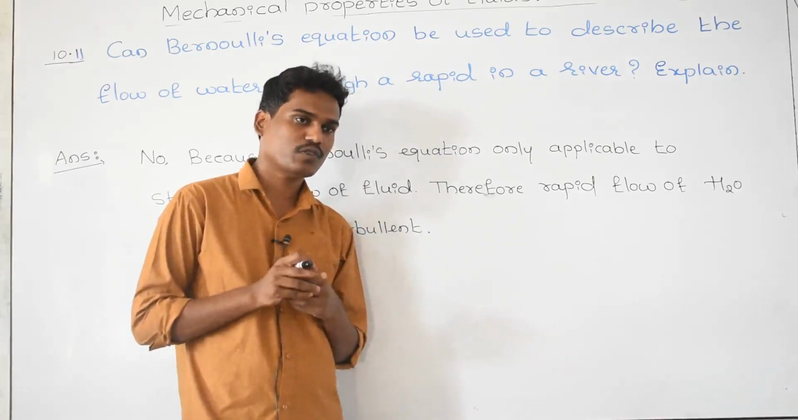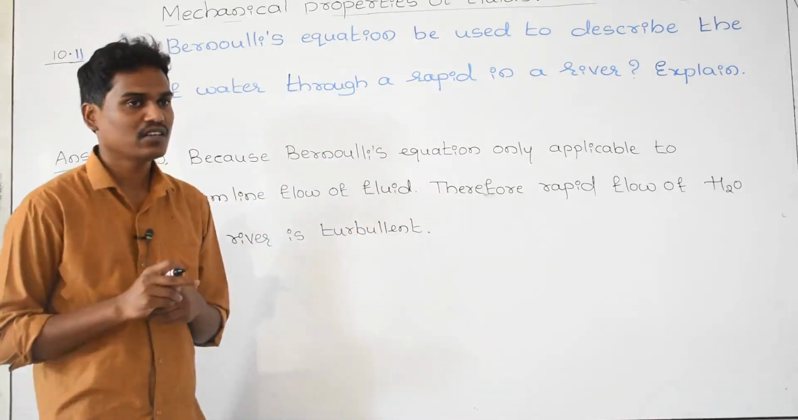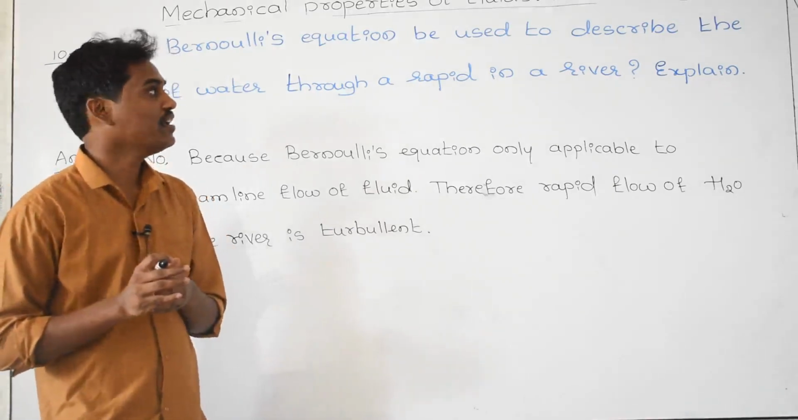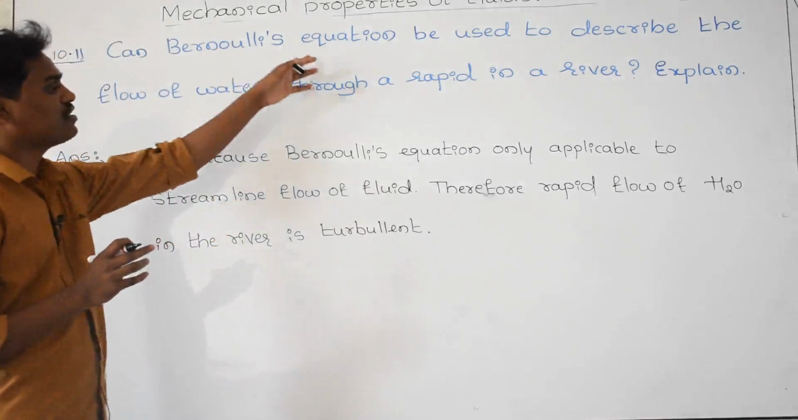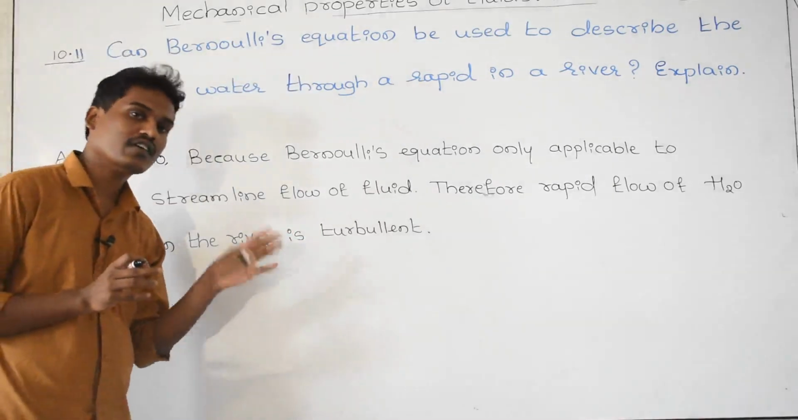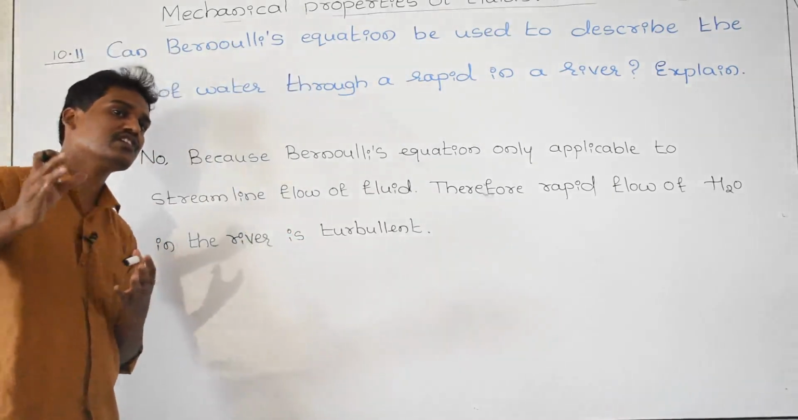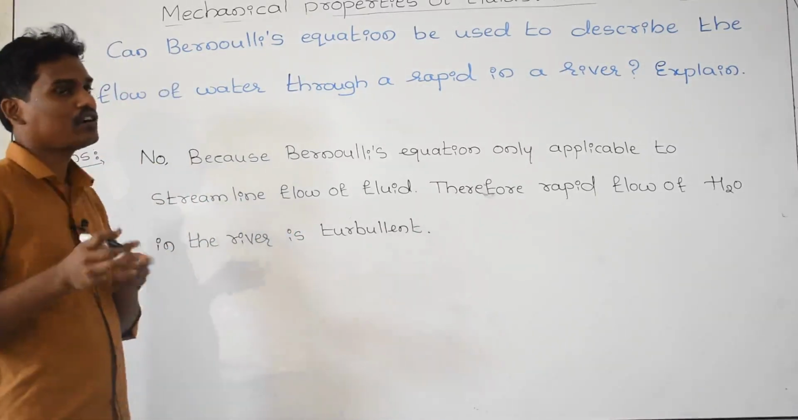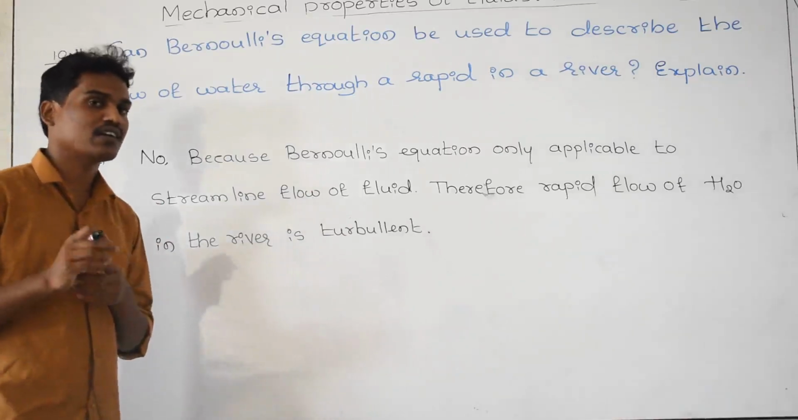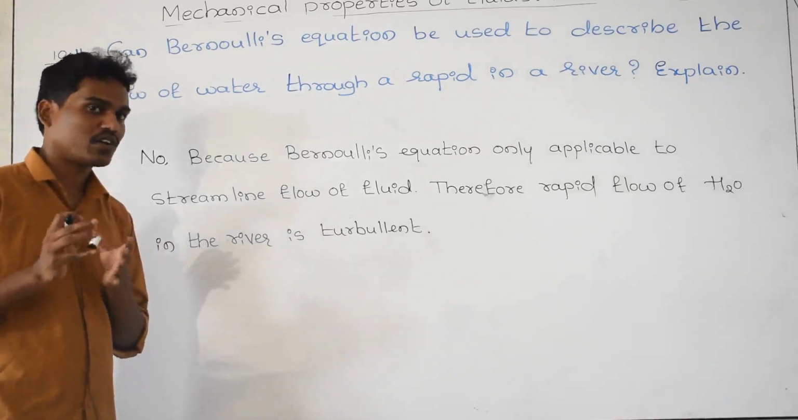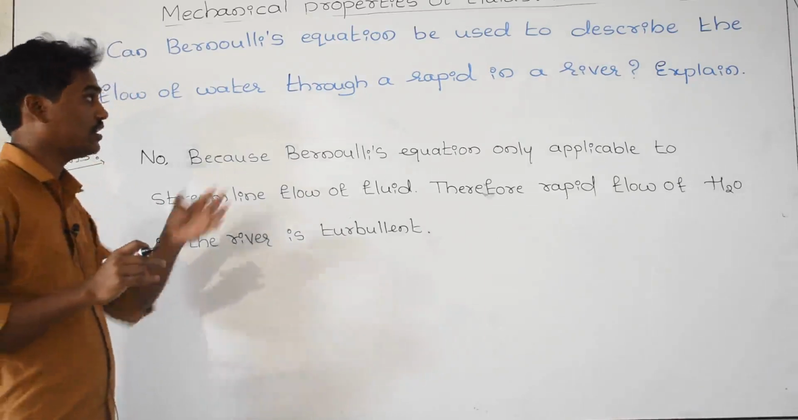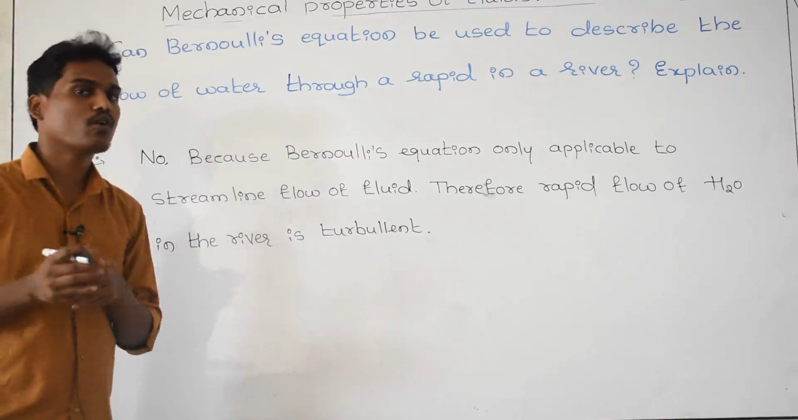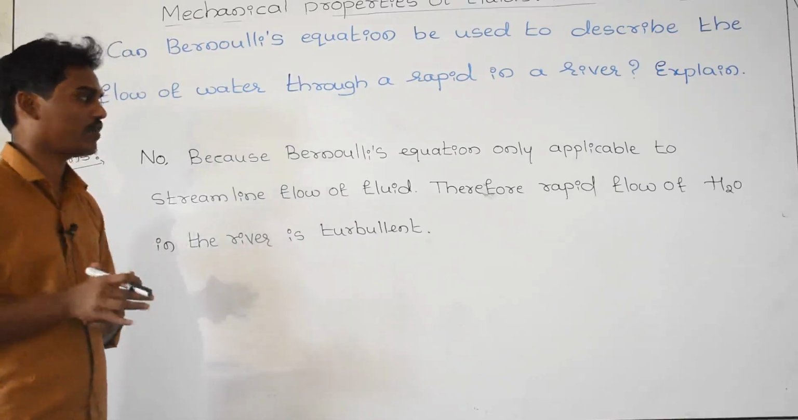That motion of the fluid should be laminar or streamline. Then in order to describe the flow of the streamline, we are using a Bernoulli equation, but a rapid flow of the water in the river is not a streamline, instead it is a turbulent. That's why Bernoulli equation is not applied in order to explain the flow type of that rapid water in the river, because that is a turbulent, and the Bernoulli equation is only applicable to streamline and not for rapid flow, because a rapid flow of water in the river is a turbulent.